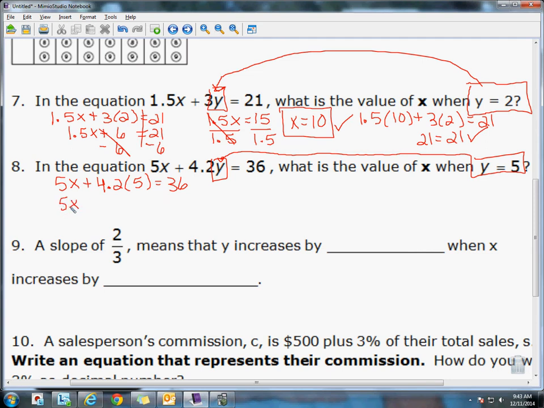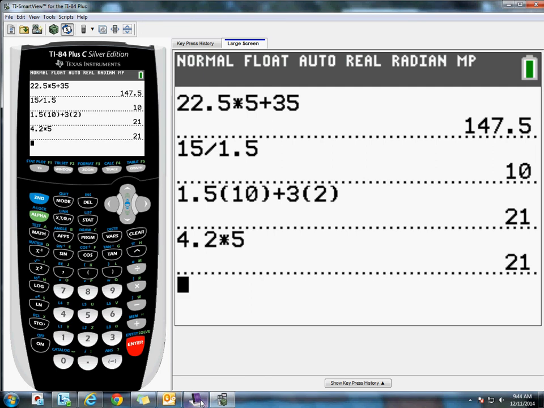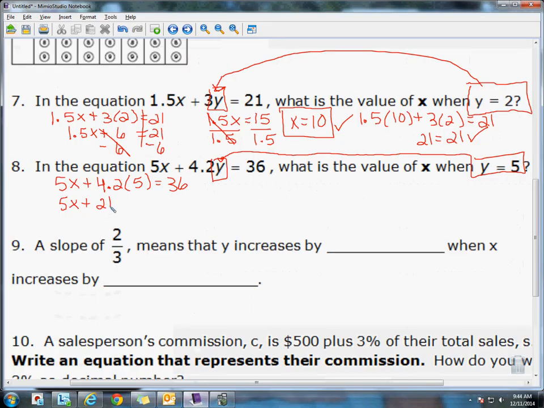So you have 5x plus, you can type in the calculator, 4.2 times 5. Okay, and we get 21. So we have plus 21 is equal to 36. And we're just solving for x, simple two steps. So subtract 21 from both sides. Those cross out. You're going to get 5x is equal to 36 minus 21. You have 15. Divide both sides by 5. You'll get x is equal to 3.